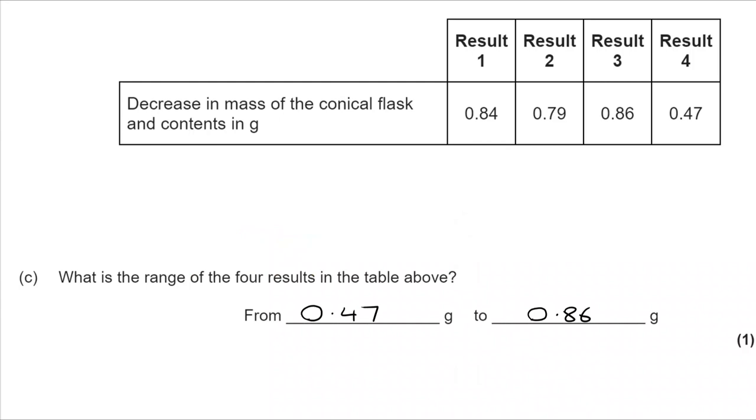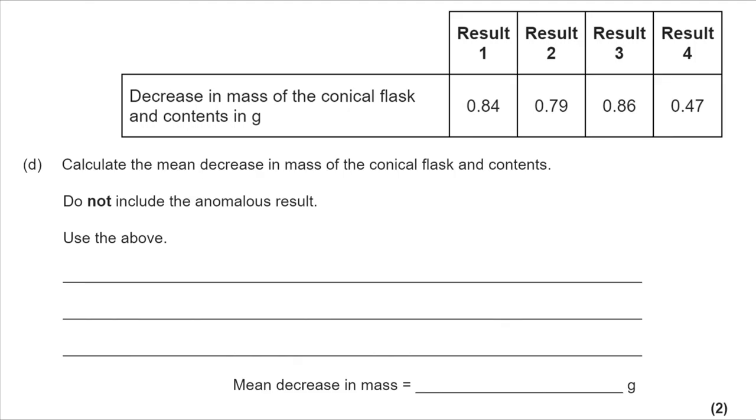So there's my mark. And then we go ahead, we're calculating the mean decrease in mass of the conical flask and contents, not including the anomalous result. And I'm going to highlight that because it's something that's often missed. We don't include all of them, and if we were to identify what the anomalous result would be, 0.47 is far, far away from all 3 of the others.